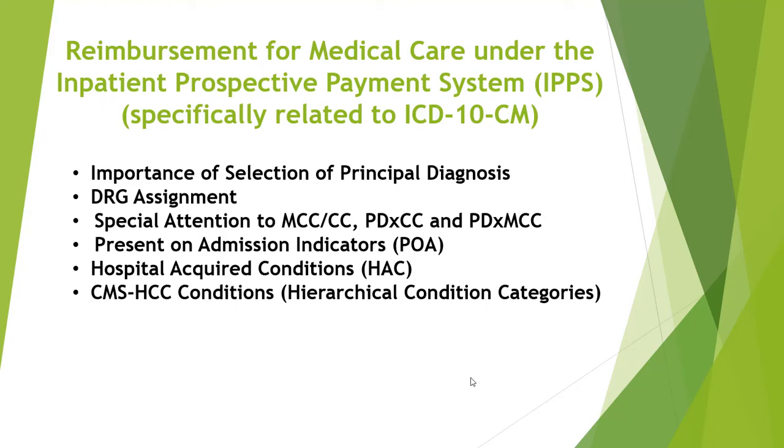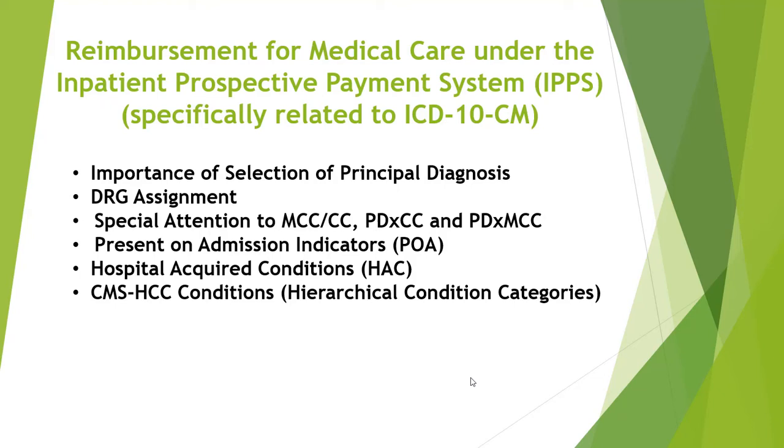There's something called a present on admission indicator that has to be assigned for each diagnosis when the patient comes into the hospital. There are things called hospital acquired conditions that are what they sound like, diagnoses that are acquired while the patient is in the hospital, and this can affect reimbursement. And there's something called an HCC, or Hierarchical Condition Category. That is data that's mandated by CMS to be collected that helps determine their payment through their Medicare Advantage plans. We'll talk more about that. All of these symbols in your codebook are explained in more detail in the codebook.